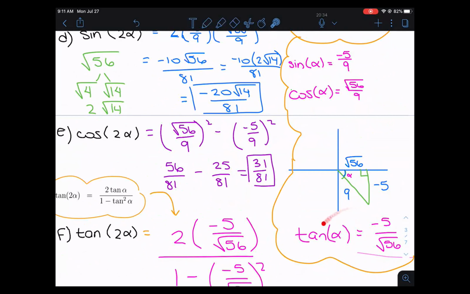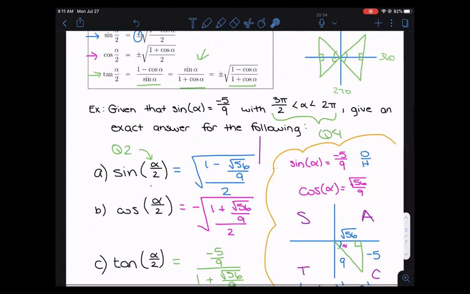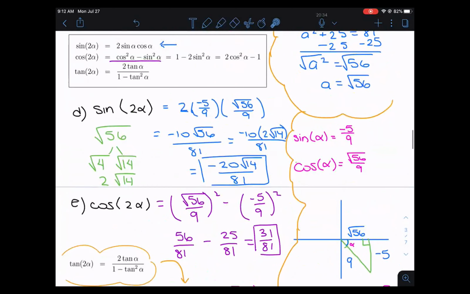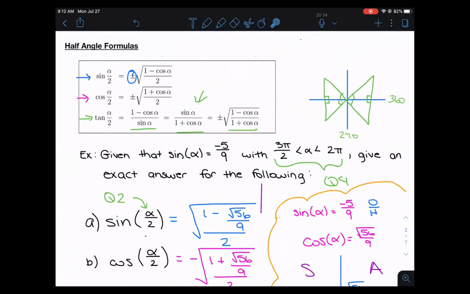And then from here, all you have to do is take in the information that you need depending on what formula you're using. So since we're looking for the half angle, we're using this formula. This means that we need to know what cosine is, and that is what we found already. So we're just going to plug everything in. We're going to have 1 minus cosine of alpha. Our cosine of alpha was the square root of 56 over 9, all over 2. So that's all we have to do. That's how we can find the half angle.